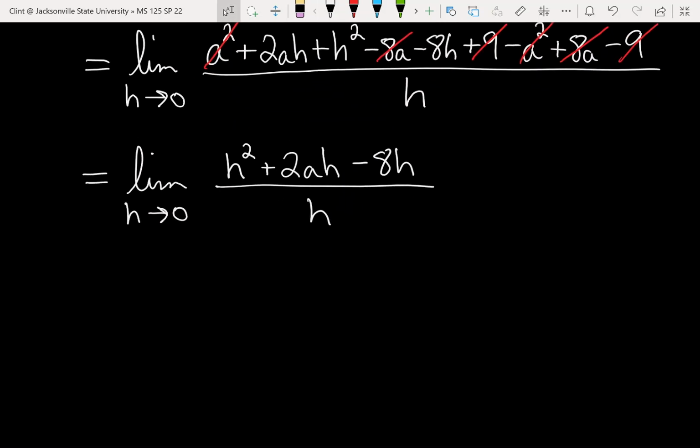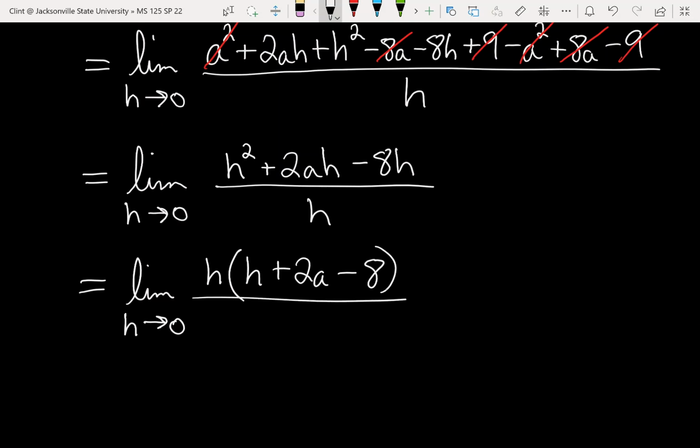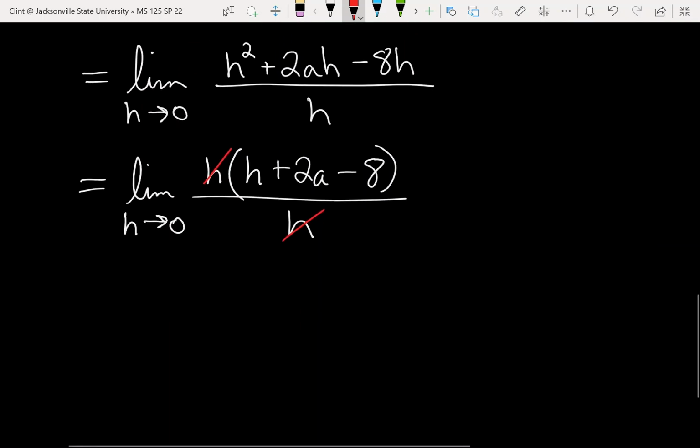So you'll see a pattern. Anytime you're using this definition of a derivative, you should have a common factor of h left in the top, so you can cancel with the one in the bottom. So on the top, if we factor out an h, we get h times h plus 2a minus 8, over h. The h's cancel. And then finally, what can we do to find our limit? Yeah, we can substitute in for h.